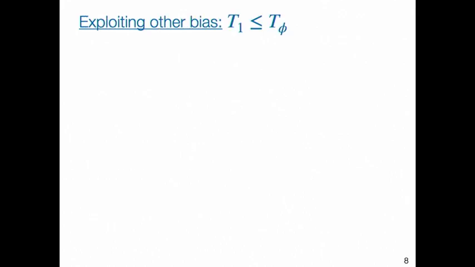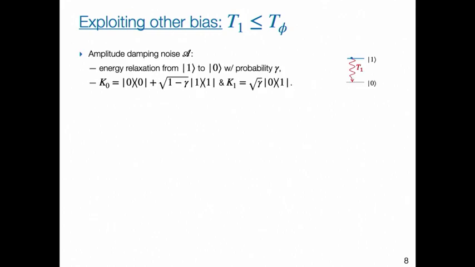One of the noise biases that is pretty frequent in quantum technologies is the bias between the amplitude damping noise and the dephasing noise. So typically T1 is smaller than T phi. So what is the amplitude damping noise? Often a qubit is realized by choosing two states that correspond to different energy levels. The amplitude damping noise models a relaxation process from the excited state to the ground state that happens with probability gamma.